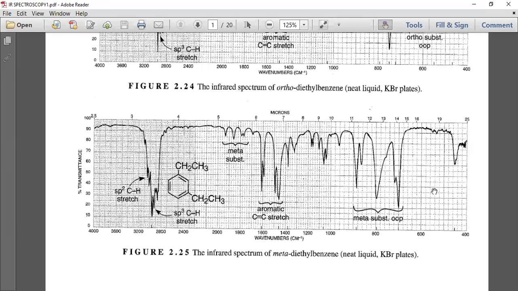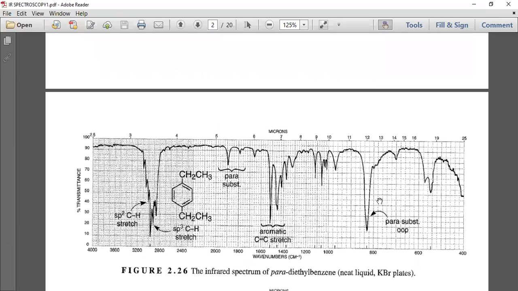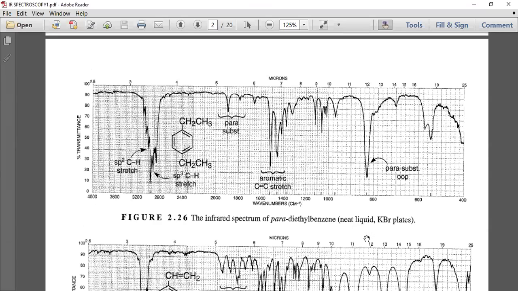Then for para, we get only a single peak at more than 800, from 800 to 850. For ortho substitution, we get a single peak at 750. For para substitution, we get a single peak at more than 800. See, this is more than 800. So this is how we can differentiate the different compounds when given molecular structures, using IR.